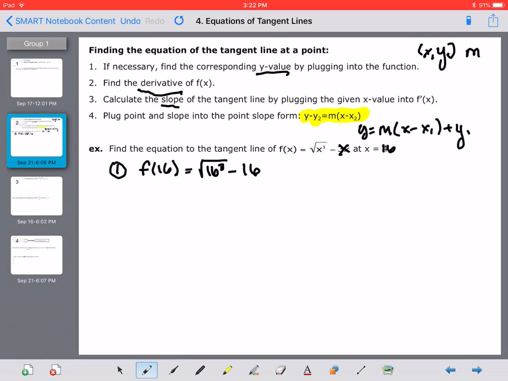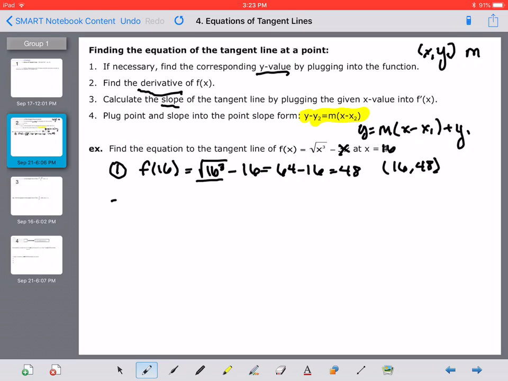Now most people don't know what 16 cubed is, but because a power and a root are the same thing, they're both exponents, we can actually do them in any order. So I'm going to actually take the square root of 16 first, which is 4, and then cube it second. If I do that, I get 64 minus 16, which is equal to 48. So the point I'm dealing with is 16, 48. So that's my point in my problem.